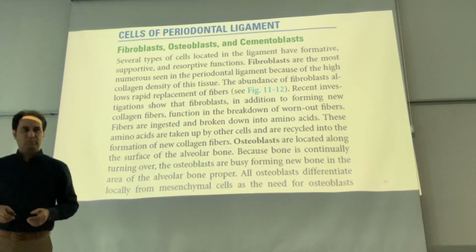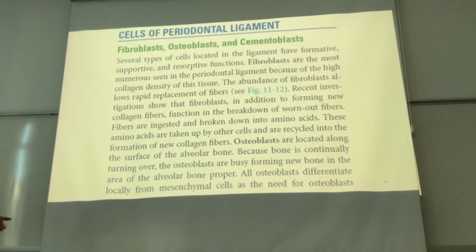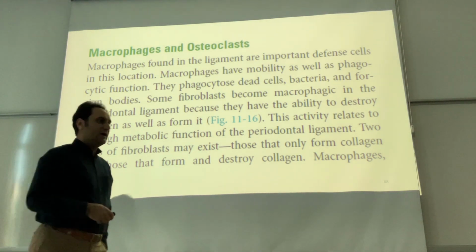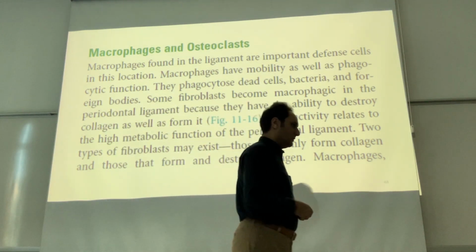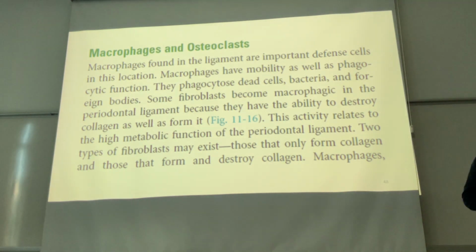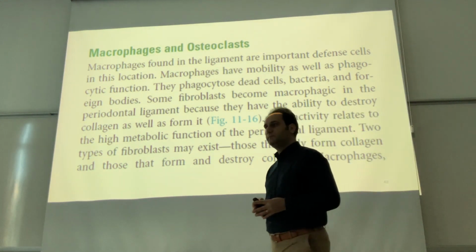Okay? Do you have questions from this part? You should know the role of these cells. And also we have macrophages or osteoclasts in the structure of the periodontal ligament. What is the role of osteoclasts?